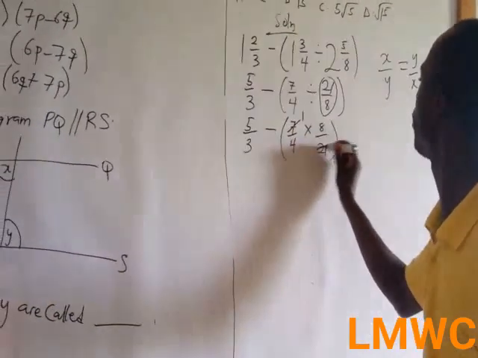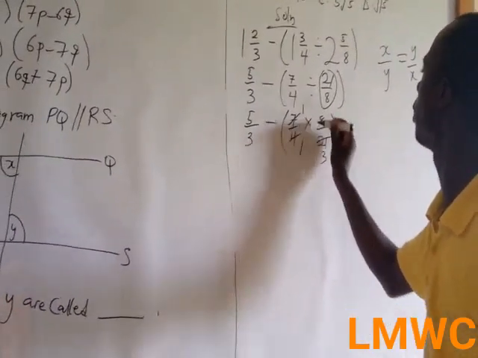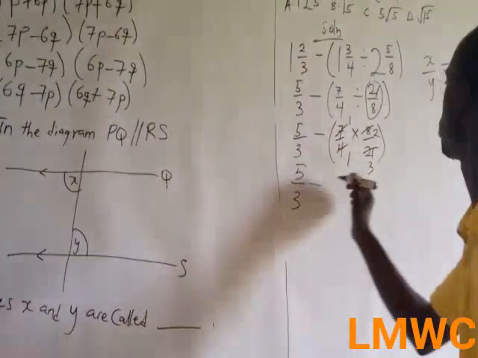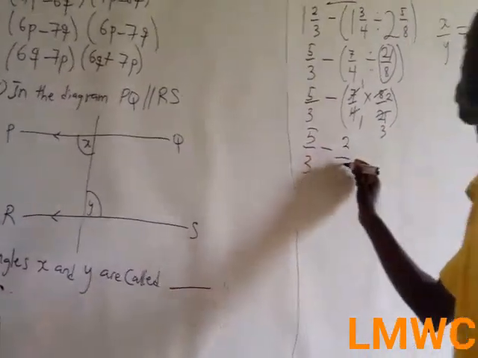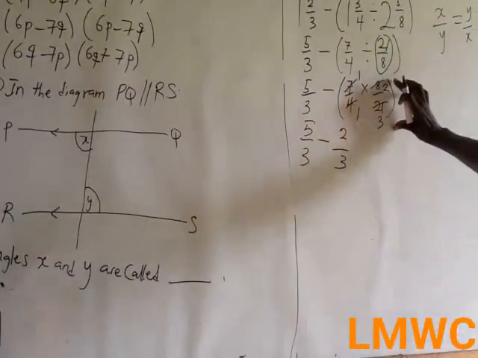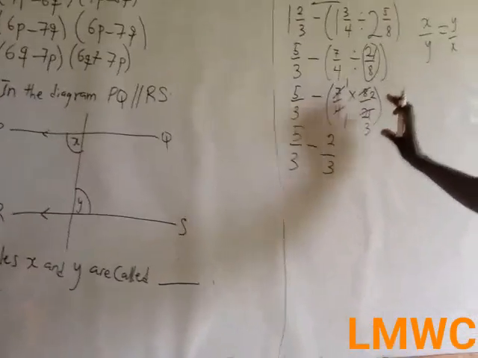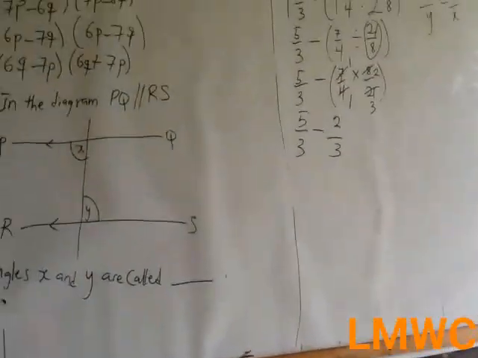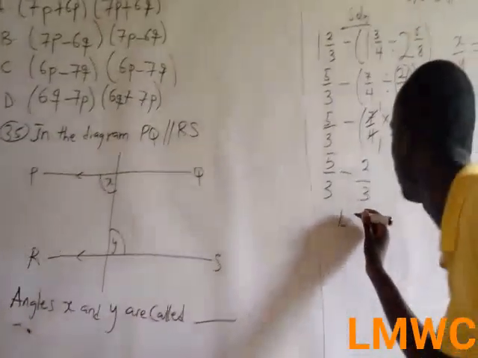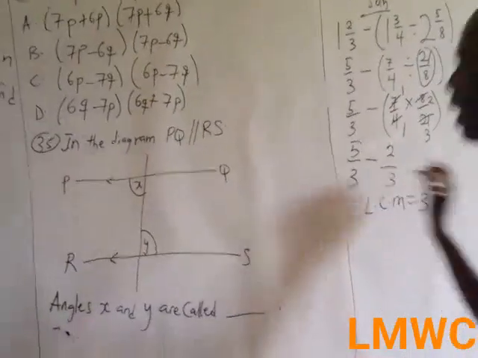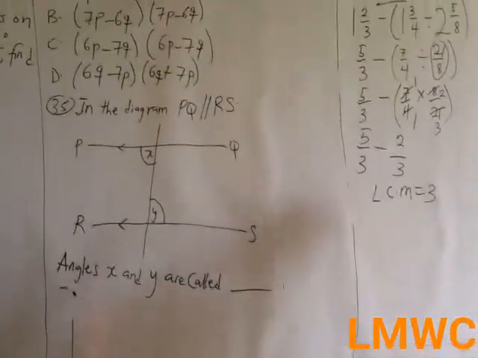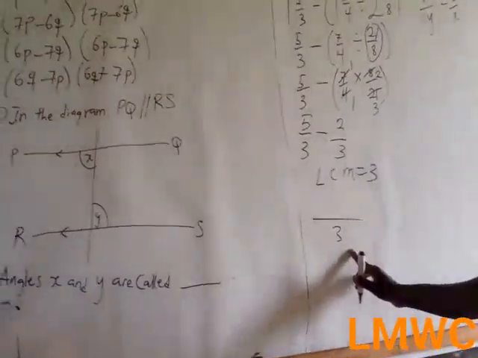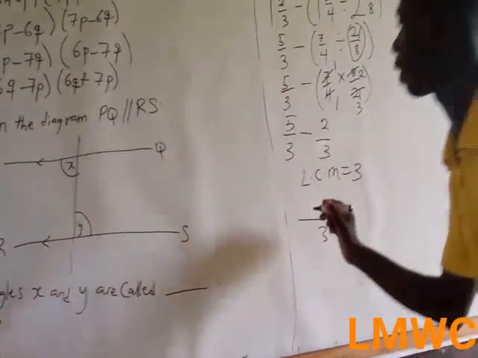7 goes into 7 once, 7 goes into 21 three times. 4 goes into 4 once, 4 goes into 8 two times. So we have 5 over 3 minus 1 times 2, which is 2, over 1 times 3, which is 3. So I finish working out my bracket, and the value I have is 2 over 3. For subtraction of fractions, what you do is find your LCM. The LCM here is 3 because it has the same denominator. So it becomes 3 goes into 3, how many? 1. 1 times 5 is 5.